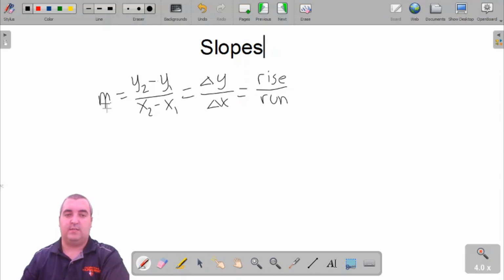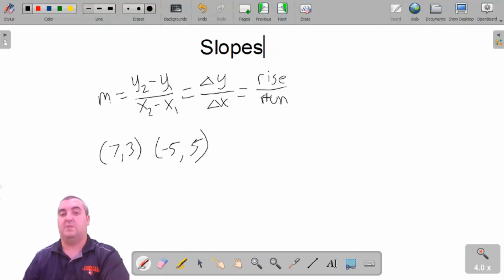Let's just do a quick example just to refresh ourselves. So if we have 2 points, (7, 3) and (-5, 5). Instead of having to graph them and then count up and over, which would be using the rise over run, let's use the formula. It doesn't matter which one you call x1, y1, and which one you call x2, y2, as long as you're consistent. You can't have x1, y2, x2, y1. That just doesn't make sense, and it would not be correct.